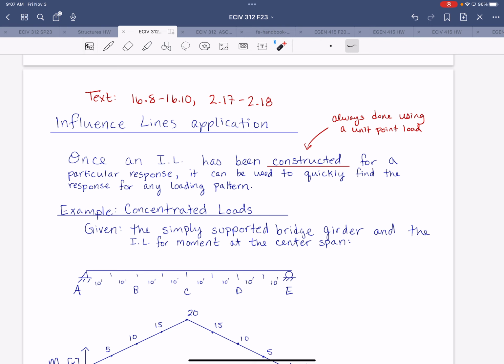Once you have that influence line, you can then apply it to any given set of loads, any combination of loads, any distribution of loads. The only criteria is that they should be vertical loads.